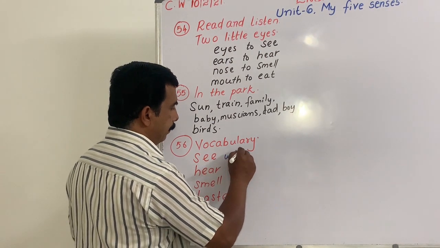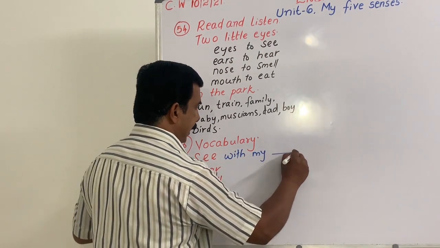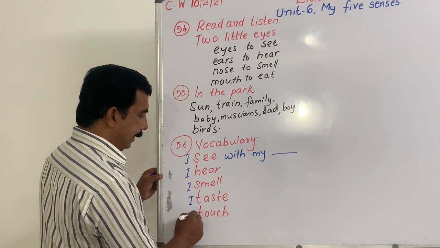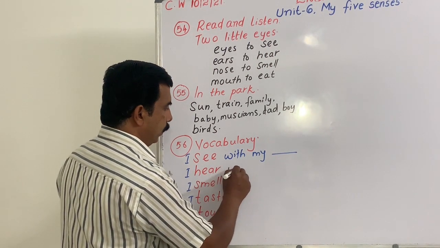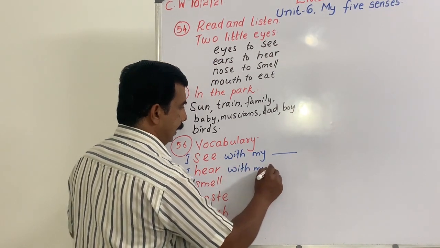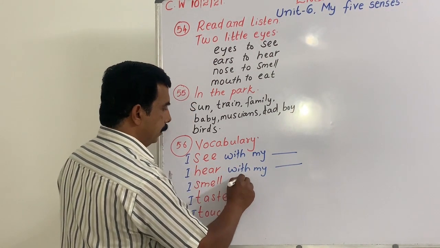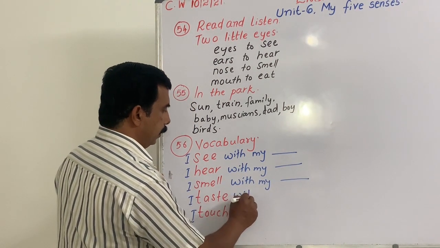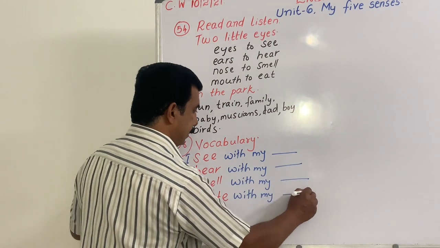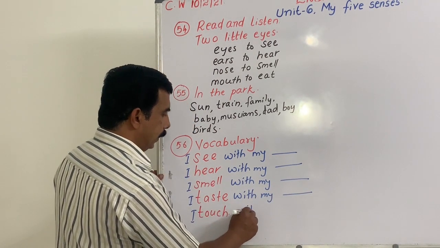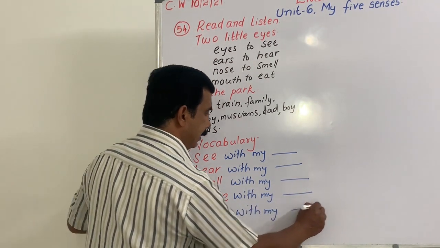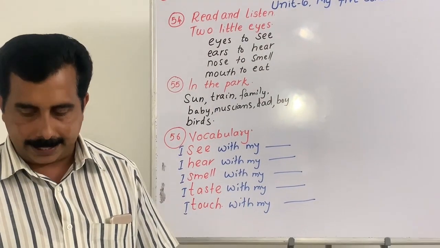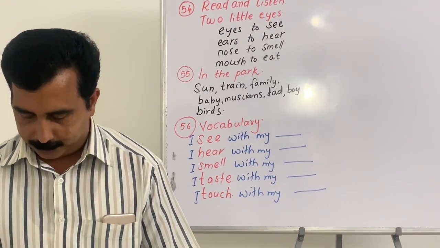I see with my dash. I see. I hear. I smell. I taste. I touch. With my dash. I smell with my dash. I taste with my dash. I touch with my dash. Look in your book. Okay? There are 5 pictures. You can say the answer.